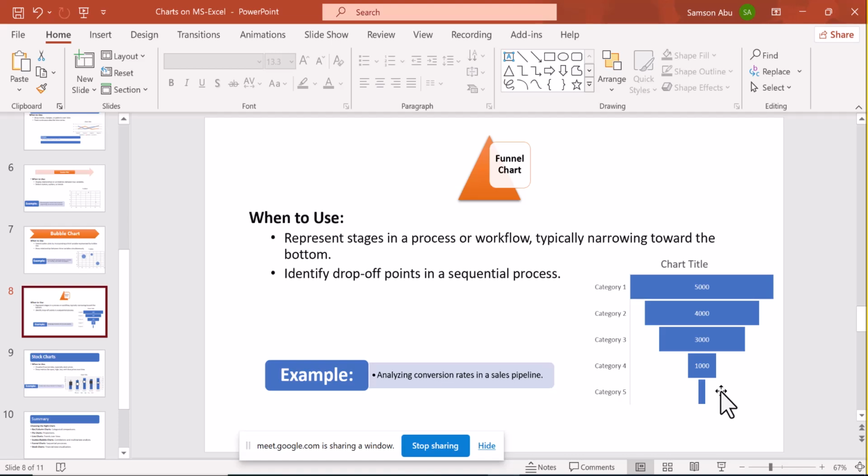In other words, it helps to identify drop-off points in a sequential process. When you run it, you can say, okay, at this point this one is small, we need to work on it. It means you are not doing well in this product. Okay, like the example I cite here is analyzing conversion rates in a sales pipeline. Okay, we are selling this.